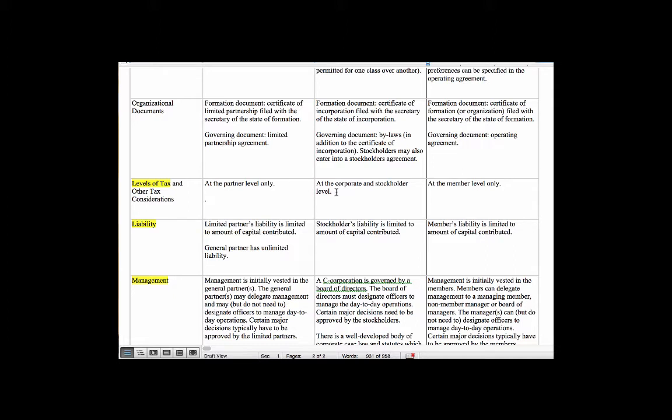So what we say sometimes is that there's only a single level of tax in a partnership structure, unlike the corporation. In a corporation, there's two levels of tax. So whatever the business earns, there's tax paid by the business itself at the corporate rate. And then to the extent that there are distributions by the corporation of its earnings through dividends or otherwise, that then triggers a second level of tax that's paid by the stockholder.